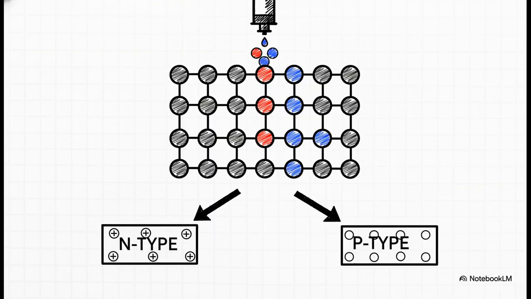And how do we manipulate it? We use a process with a kind of cool name, doping. And no, not that kind of doping. In electronics, doping is the incredibly precise process of adding specific tiny impurities to pure silicon. And by doing this, we can carefully change its electrical properties, creating two brand new materials, N-type and P-type.